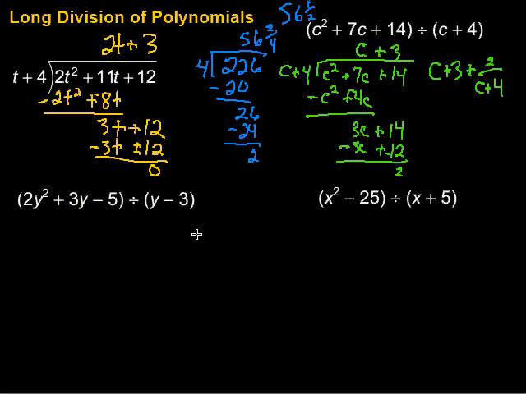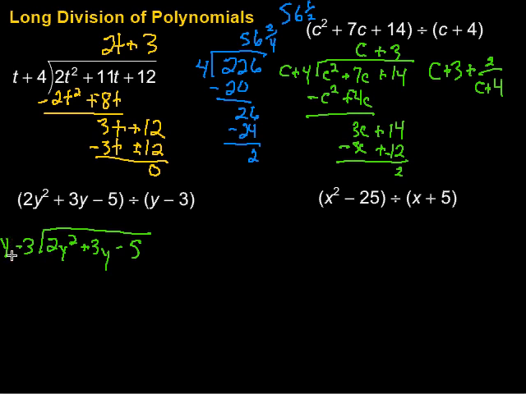Okay, let's take a look at this one over here. Again, my first step's going to be to write it using our division here. Remember, the first term is what goes inside the division. So 2t squared plus y, still stuck on t's, and minus 5, then y minus 3 on the outside.